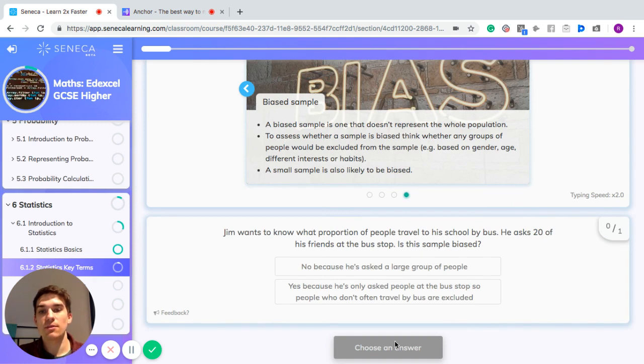So let's recap some of that by asking some questions. Jim wants to know what proportion of people travel to his school by bus. He asks 20 of his friends at the bus stop. Is the sample biased?